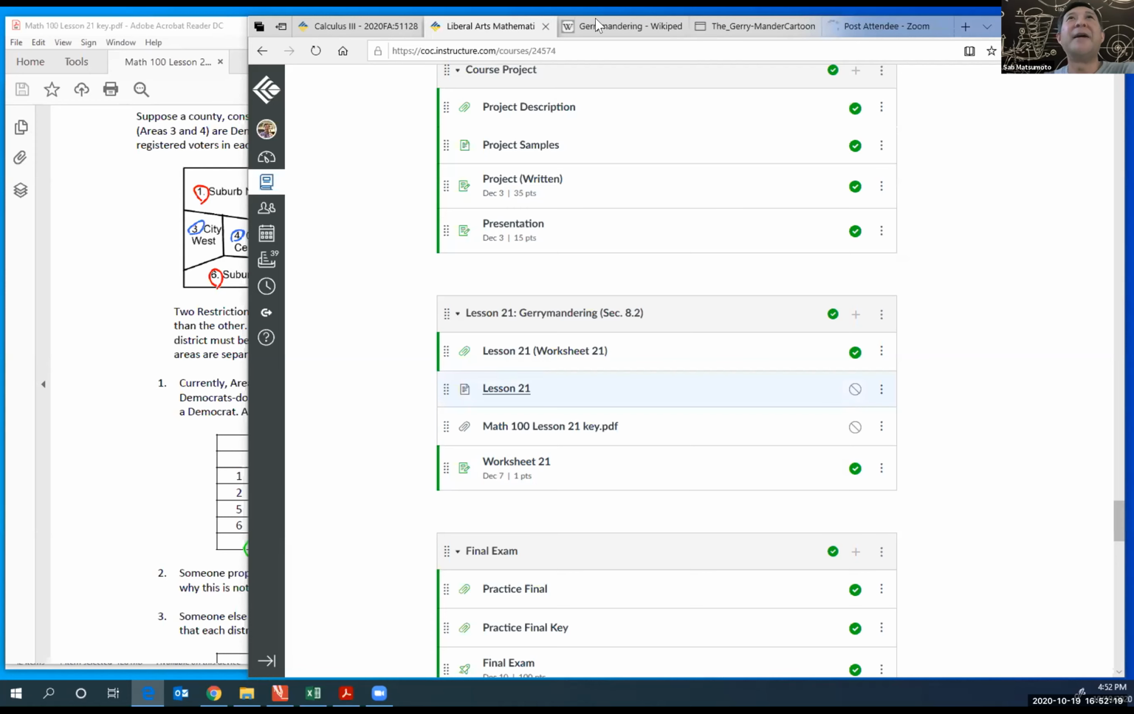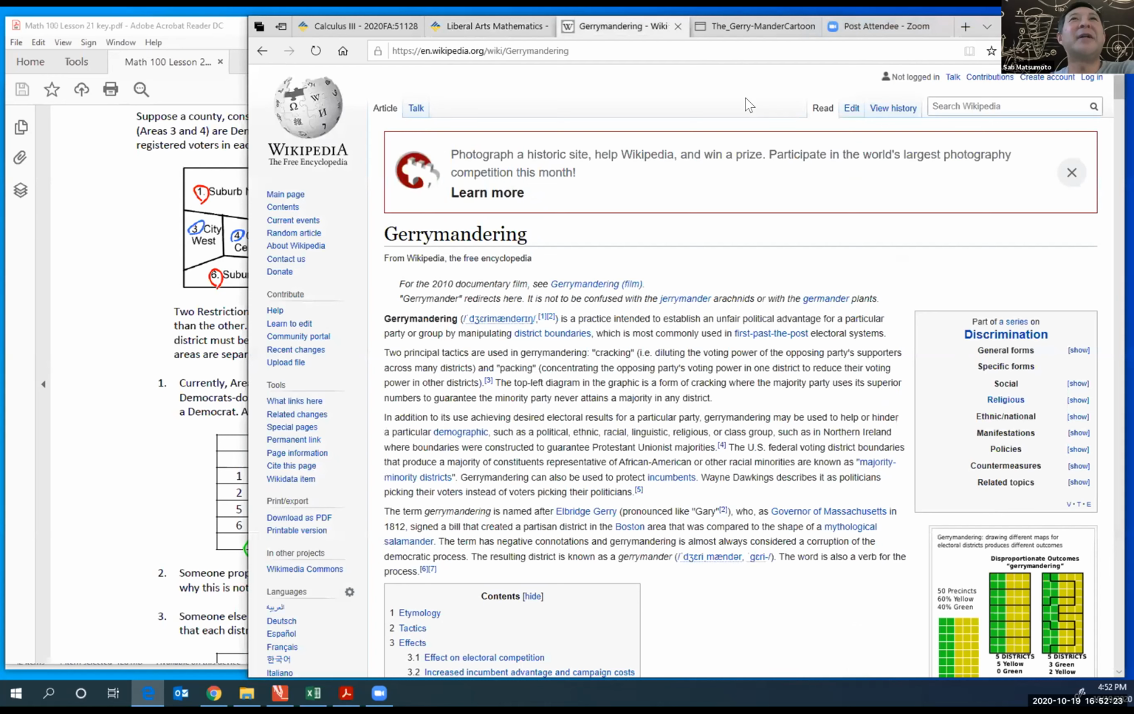So what I wanted to show you at the beginning was this, gerrymandering. What is gerrymandering? This is the Wikipedia page. It is the practice intended to establish an unfair political advantage for a particular party or group by manipulating district boundaries, which is commonly used in first past the post electoral systems. I'll explain and talk about this.